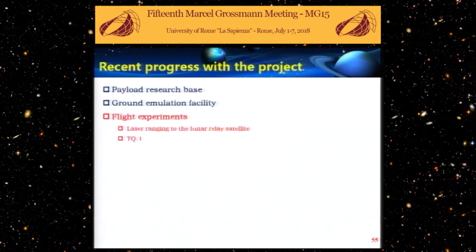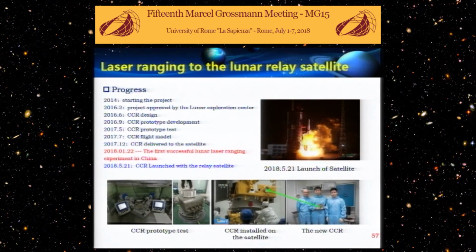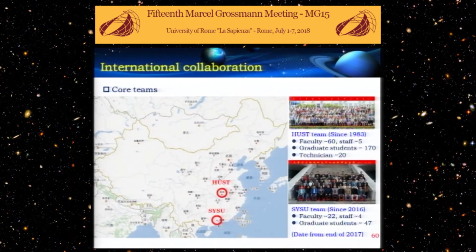And last, we have flight experiments. Chang'e 4 has been launched very recently, and this relay satellite has a cubic corner reflector, which has been launched. And this is some design of our TianQin 1. TianQin 1 will be launched next year, where we will test the drag-free technology and also the inertial sensor, check the sensitivity of the inertial sensor, and also the space-borne laser interferometer, something like that.